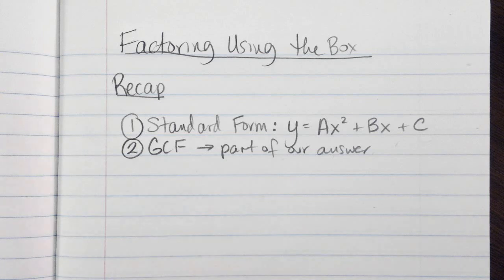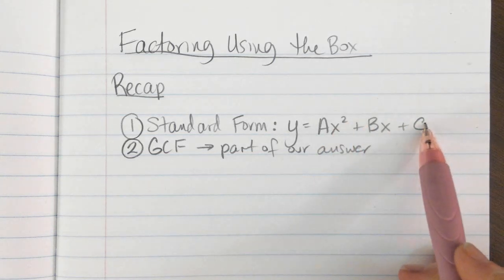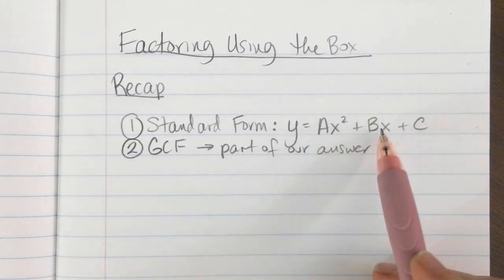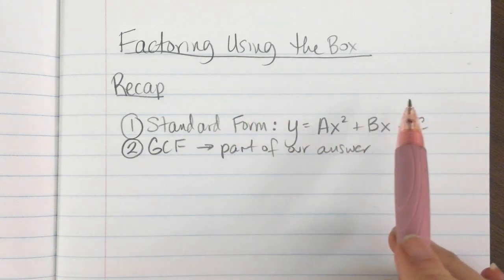Standard form is ax squared plus bx plus c. When we factor, we have to be in standard form. It has to be ax squared plus bx plus c, from the highest order exponent down, so we need a quadratic term, a linear term, and a constant term. It has to be like this, or else the box doesn't work.